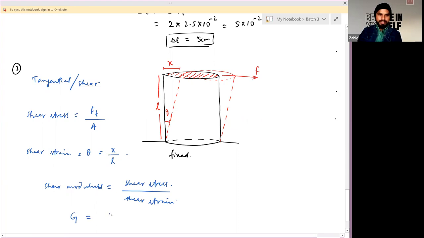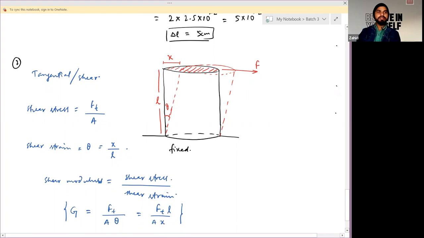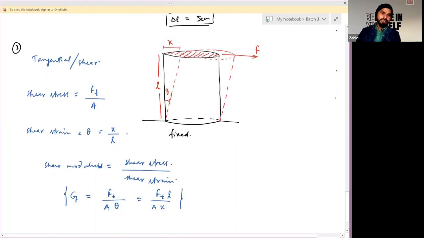Shear stress is tangential force divided by area, and shear strain is theta. You may simplify it: F by A over x by L. So this will be the formula for calculation of shear modulus. In this part, it is deforming along its shape. So this shear modulus will define the elasticity of the body in shape.